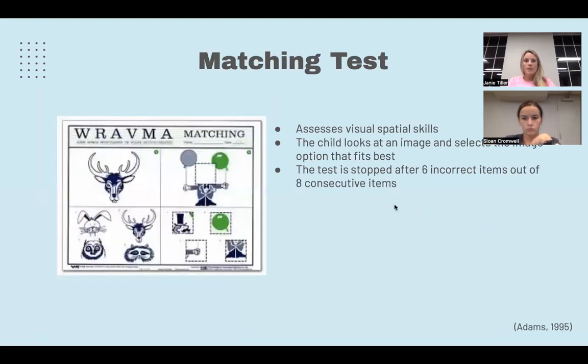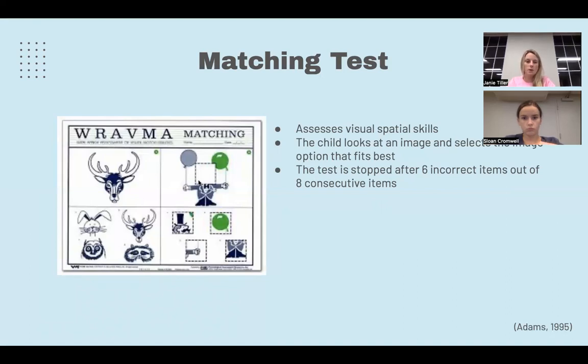All right, and then the matching section. This is also a little snippet of it. It assesses visual spatial skills. So a little bit different from the drawing subtest. The child's going to look at an image. So for this example, we'll look at these top 2 pictures. And then they're going to look below at these picture options and pick the one that fits best.